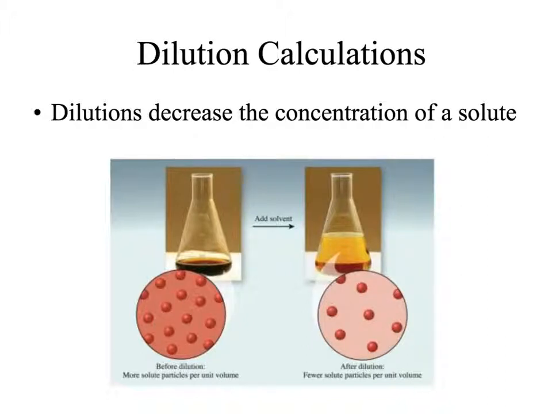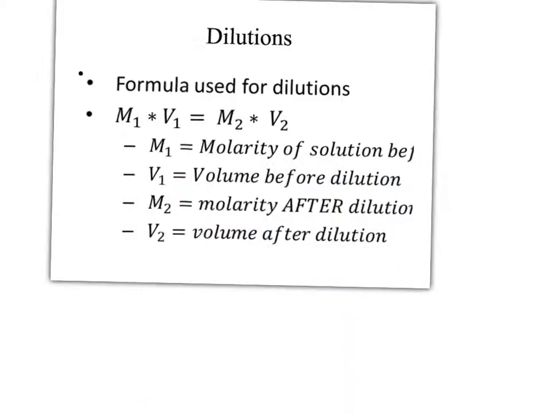We know this. Before dilutions, there are more solute particles per unit volume. And after the dilution, there are fewer solute particles per unit volume. So when you take that apple juice and add water to it so that it's a little less powerful, you are diluting it more, making it less concentrated.